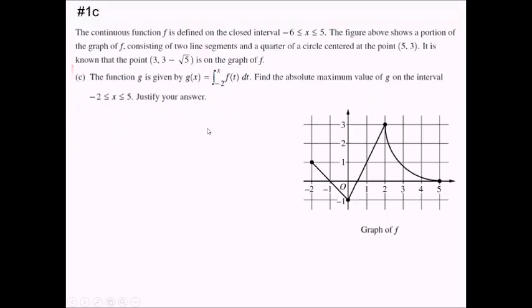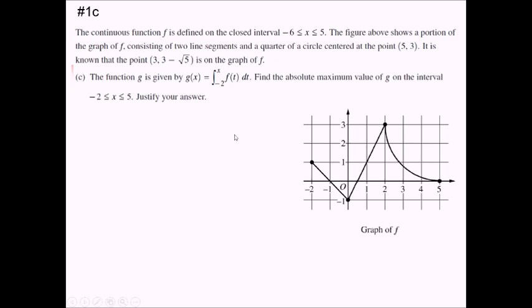For this part, the function g is given by g of x equals the integral from negative 2 to x of f of t dt. So basically, area under this curve starting at negative 2. We want the absolute max value of g on the interval from negative 2 to 5. All right, well, at least they're not asking about the interval from negative 6 to 5. That would be a real pain. So how are we going to figure this out?